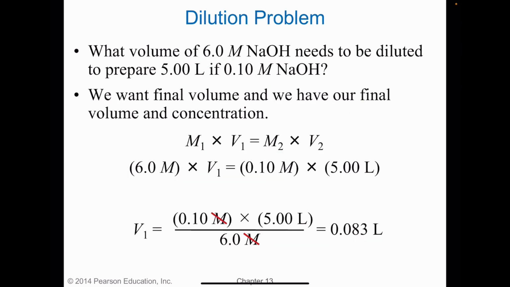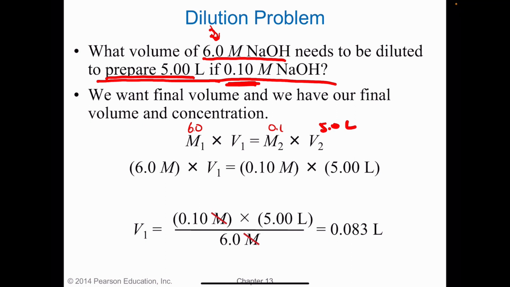So here's another example. We'll walk through this one. It says, what volume of 6 molar sodium hydroxide needs to be diluted to prepare 5 liters of 0.1 molar sodium hydroxide? So the 0.1 molar, that's the new, less concentrated solution. 6 molar is the original concentration. So 6 is basically your M1 and 0.1 is your M2. They said that we're preparing 5 liters of solution. So 5 liters is your V2.